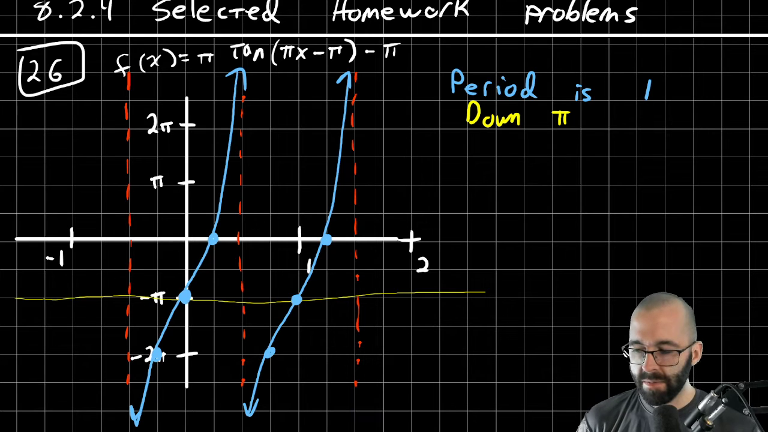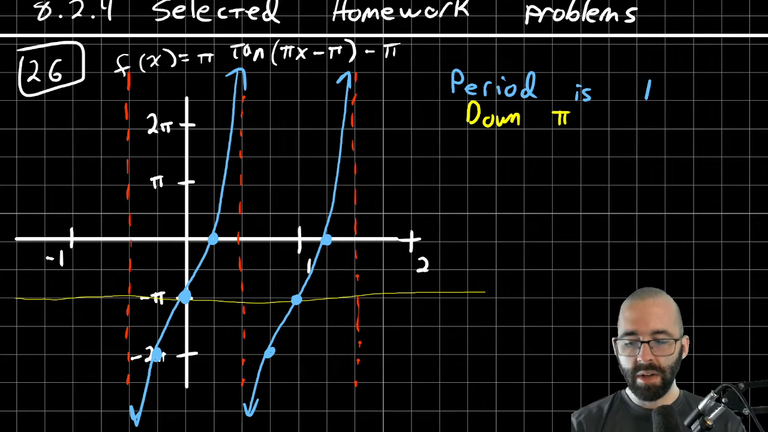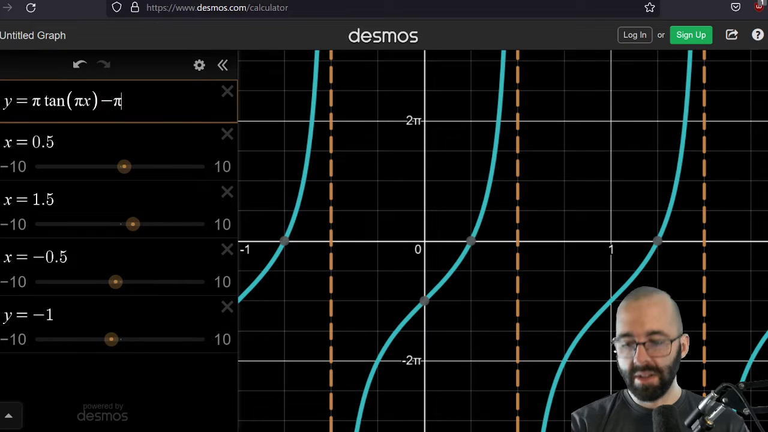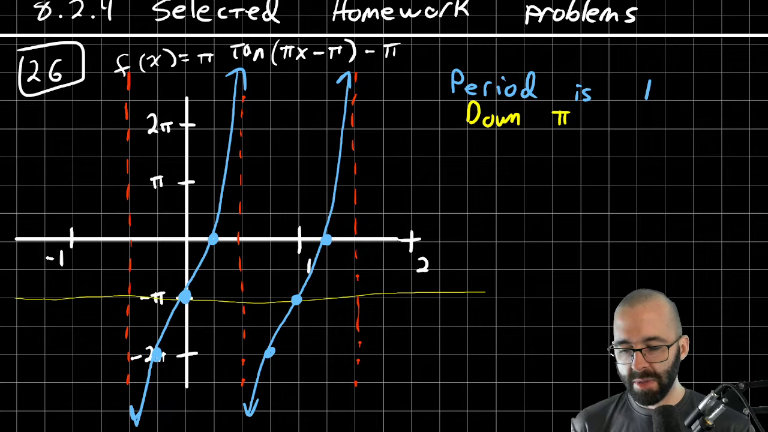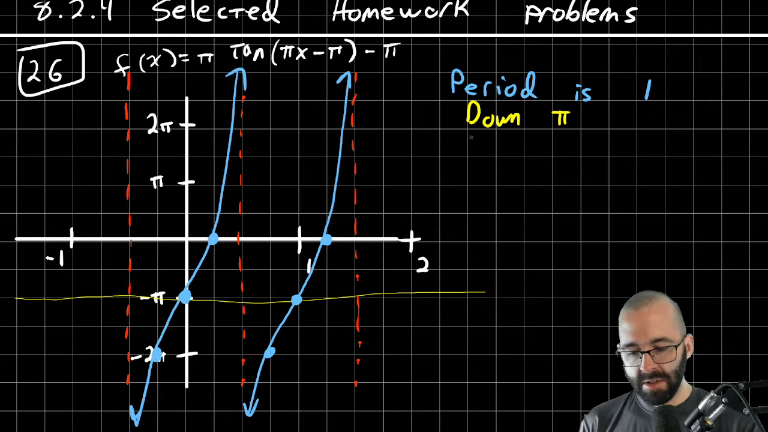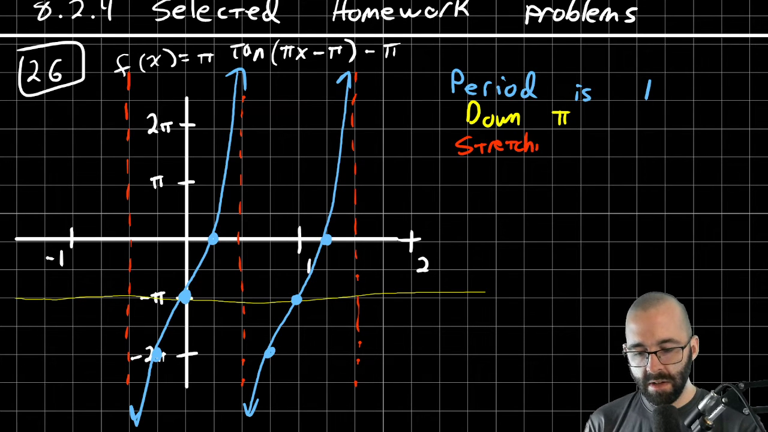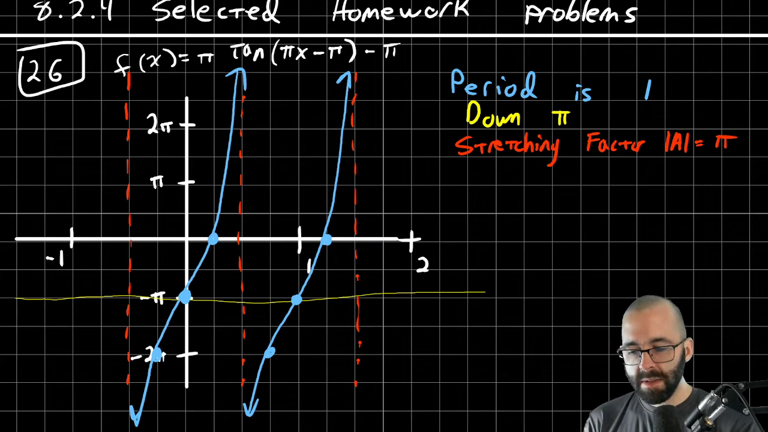And that's what you get. Now it also wanted what other information did it want from us? It wanted a little bit more: stretching factor, period, and asymptotes. So the stretching factor is the absolute value of A, which is pi here.